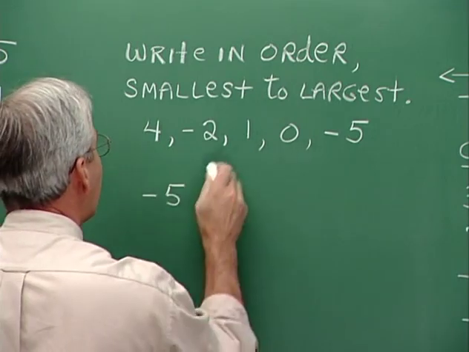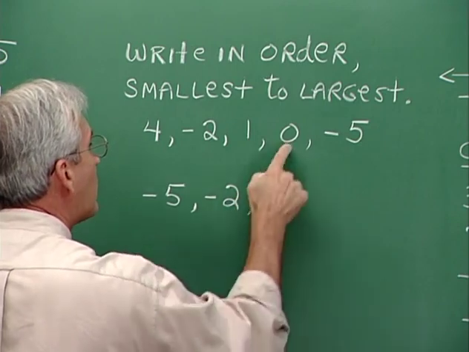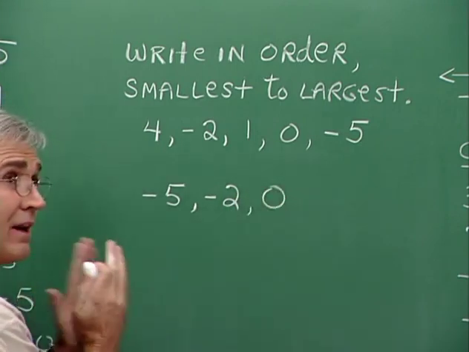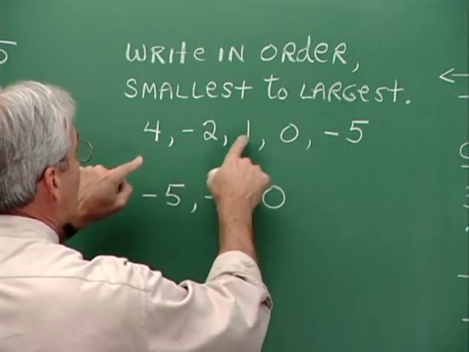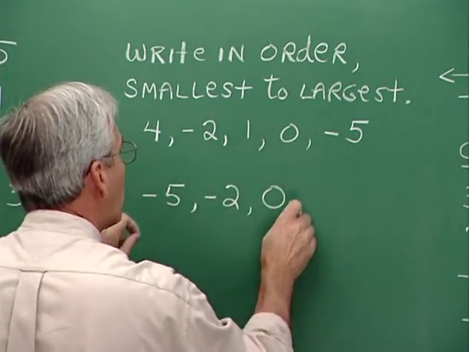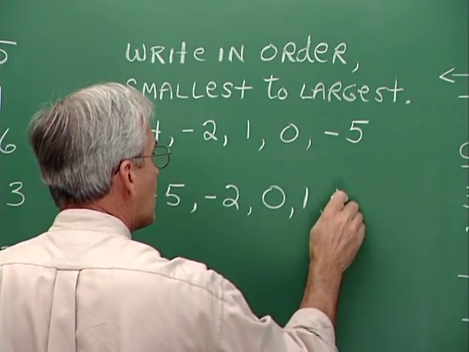And the only other negative number is -2. And then would come 0, right in the middle of the positive numbers and the negative numbers. And then let's see, what's next after 0? Well, it would be the 1, and then the 4 would be the largest of these.